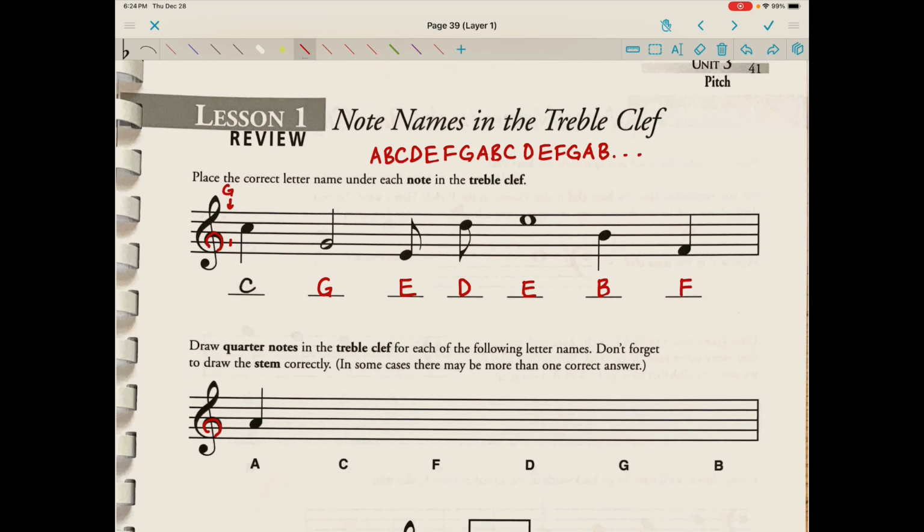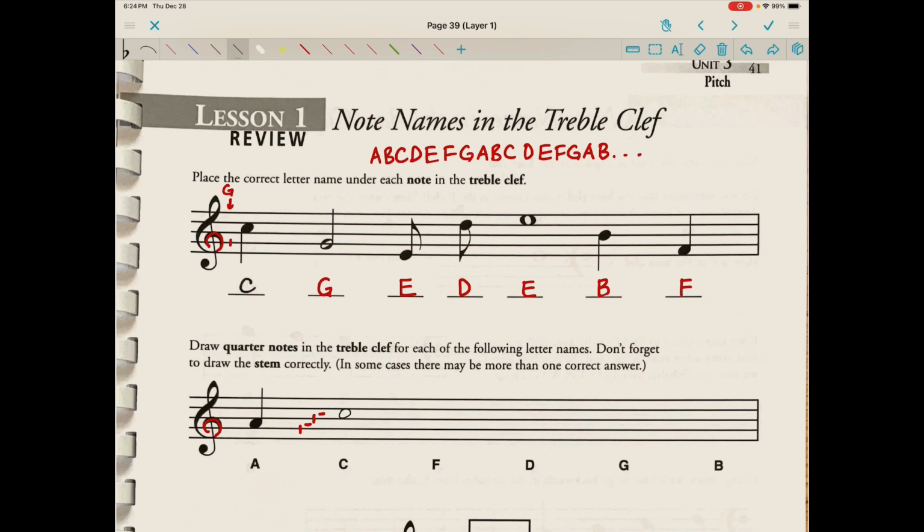Now we need to draw a C. So let's again start here. This is G. We will just step up by going to the next adjacent space to an A, and then a B will be the next line, and a C will be right here in space 3. So I'm going to draw a note head right here.